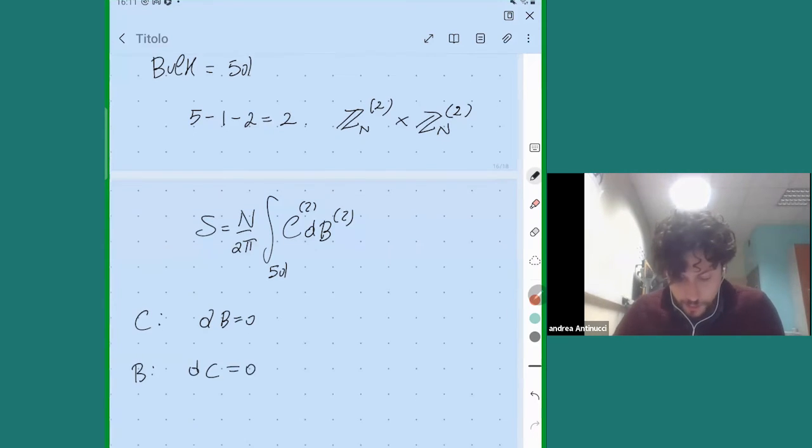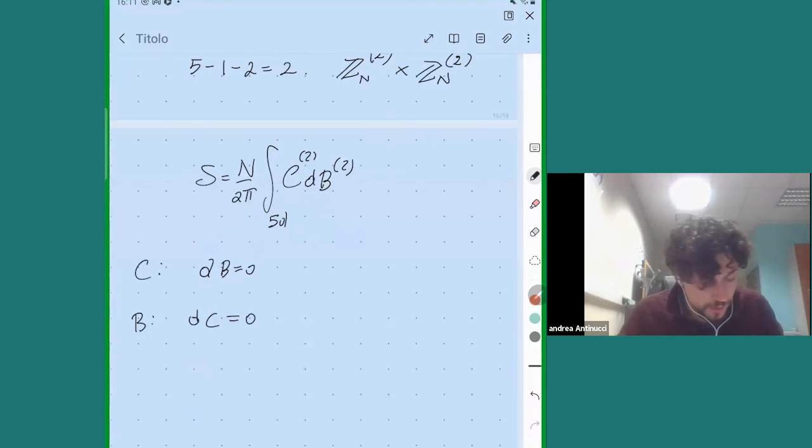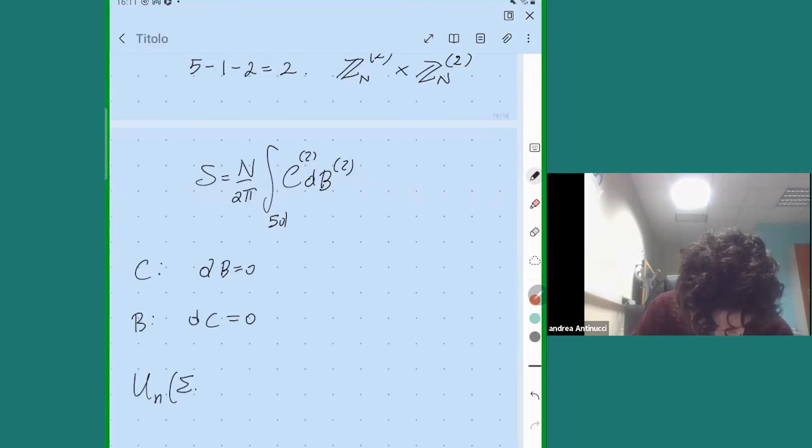And so the full content of this theory, almost the full content of this theory, is described in terms of topological surface operators, which are like, let's say, a Wilson surface of B, because it's two-dimensional, and a Wilson surface of C.